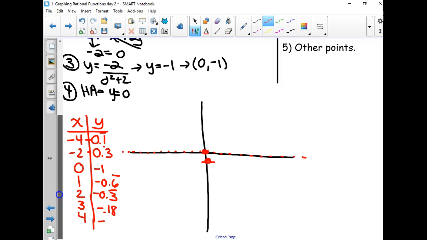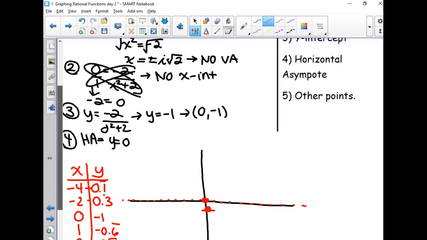Okay. -0.1. What do you guys notice about these numbers? They're all what? They're all negatives. Our range is going to be y is less than 0. Let's graph this then.